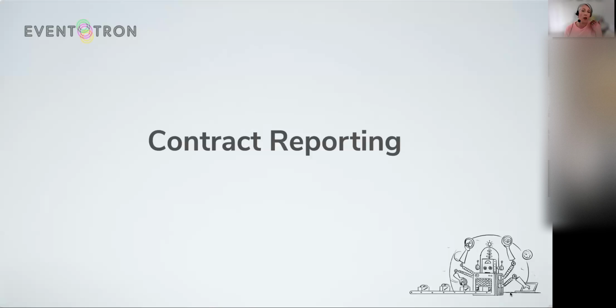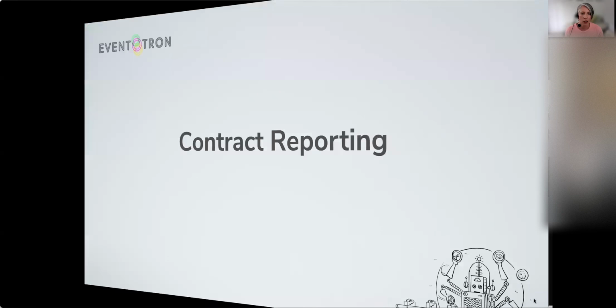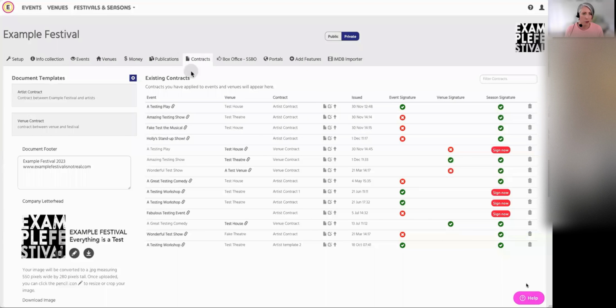So you can do reporting on your contracts, which is obviously useful so that you can check which contracts you still need to apply or where you're still waiting for signatures. So I'm back in my example festival here in the contracts tab. And you can see here, obviously, I've got a few more contracts to look at. So I can see where they've been applied, as we've mentioned before. So that one's been applied to a venue. And I can see what I'm still waiting for in terms of signatures. And this one's been signed offline.